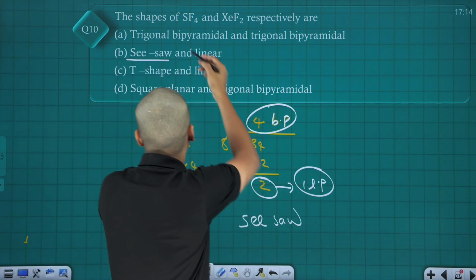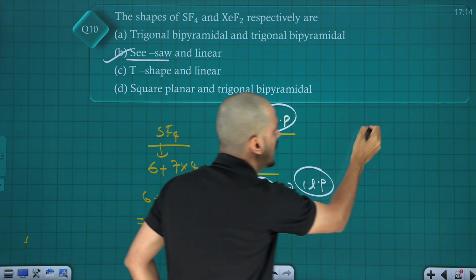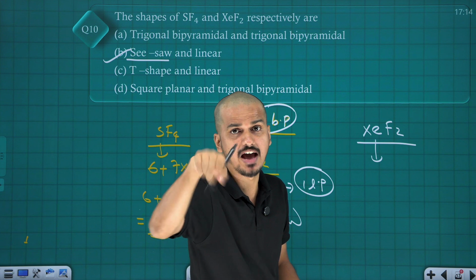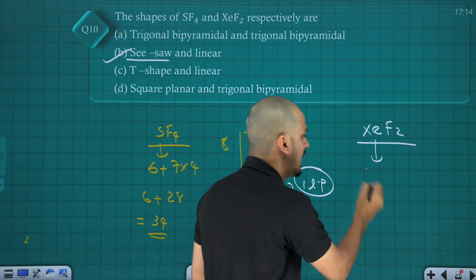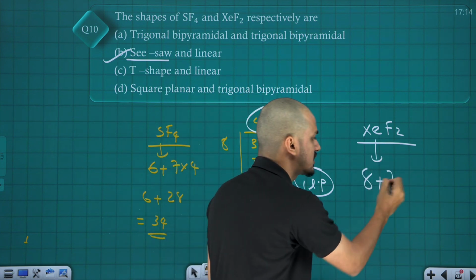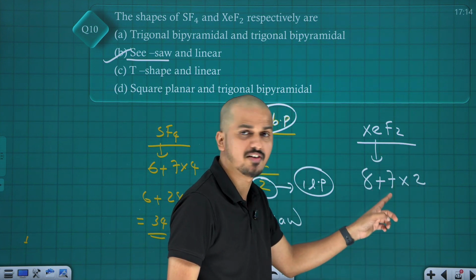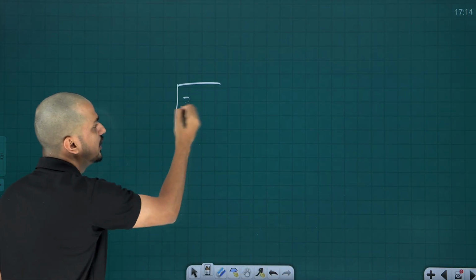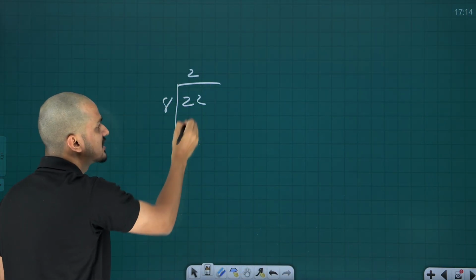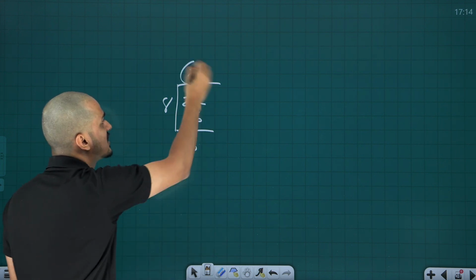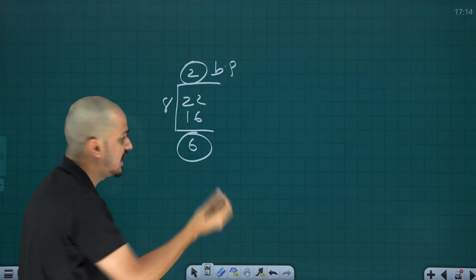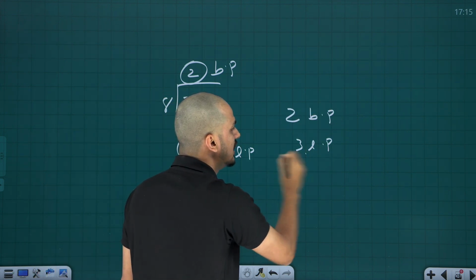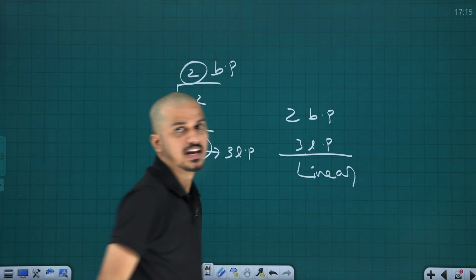And XeF2, there is only one answer, B. Or else we can remember XeF2, or we can also try to solve it. Xe belongs to the 18th group, so how many valence electrons? 8 valence electrons. Plus fluorine valence electron 7, 2 into 7 means 14. 14 plus 8, 22. 22 divided by 8, 2 eights are 16. Remainder is 6. The answer 2 is the bond pair. The remainder 6 we make it pairs, 3 lone pairs. So 2 bond pair, 3 lone pair means its shape is linear. Linear shape.